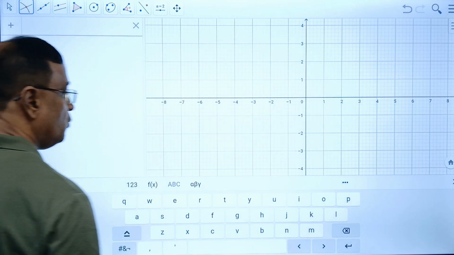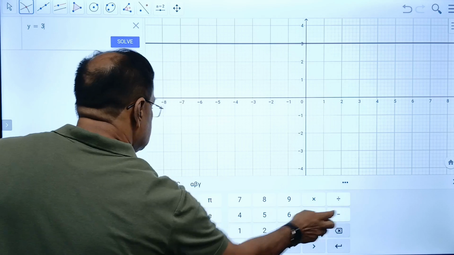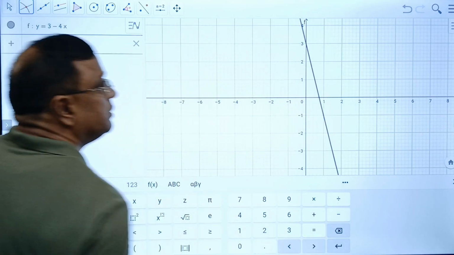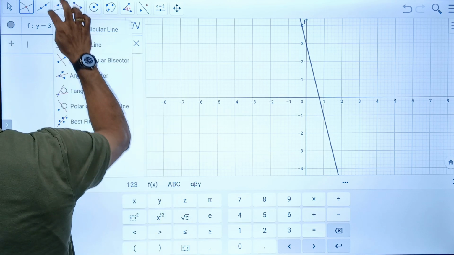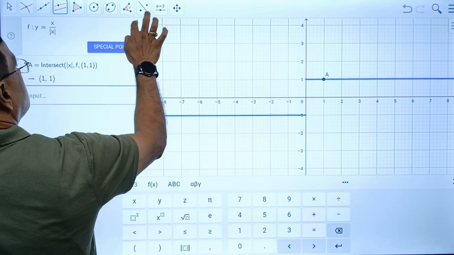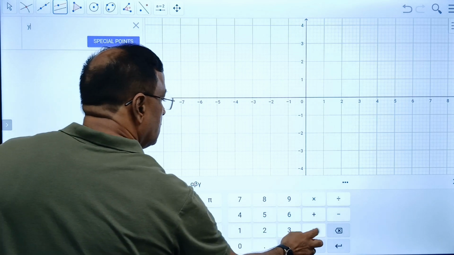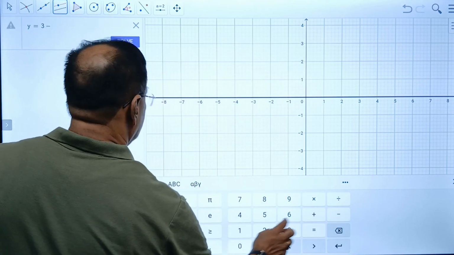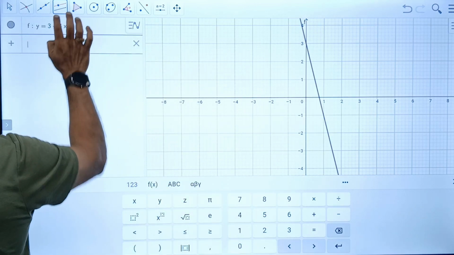Now what is the function? y equal to 3 minus 4x. Look at this graph. This is y equal to 3 minus 4x. Suppose if I draw a horizontal line. I think something is wrong. I draw y equal to 3 minus 4x. Press enter. I got the graph.